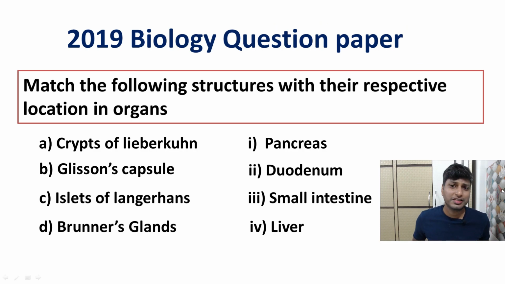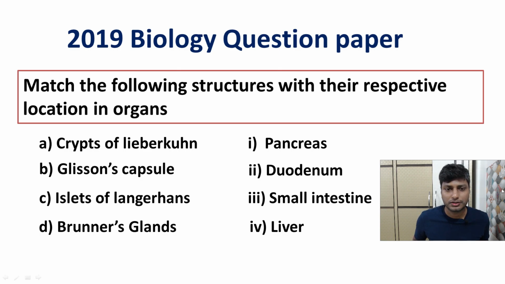So now, my dear students, can you answer the question which had appeared in the NEET examination? Can you attempt to answer this question? What was the question? Let me read it for you all again. The question was, match the following: crypts of Lieberkühn, Glisson's capsule, islets of Langerhans, Brunner's glands. You have to tell accordingly these structures are present in which of the organs. I am sure you will be able to answer this question. Let me answer this for you all.